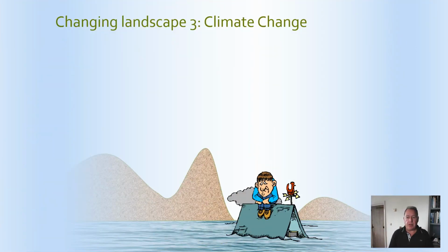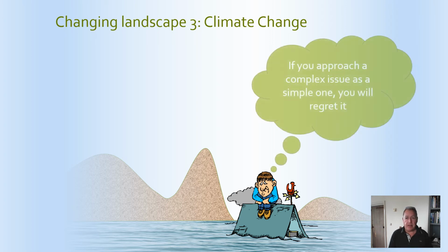The third example is about climate change. In principle, water management in the Netherlands was very well organized. Now we realize we have to anticipate a change due to more discharge and longer periods without rain. And the big lesson from the past is that if you approach a complex system as a simple one, you will regret it. So we have to act.